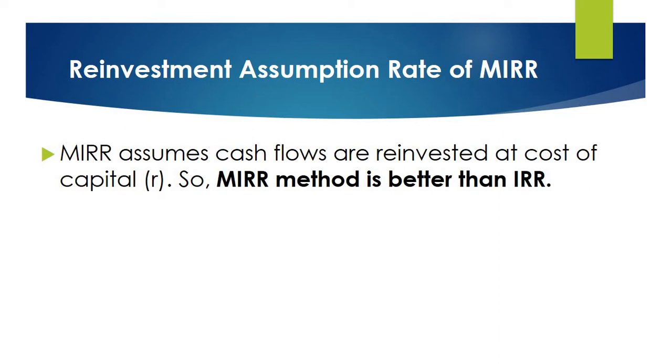MIRR assumes that the project's cash flows will be reinvested at the cost of capital, whereas IRR assumes that the project's cash flows will be reinvested at IRR, and for this reason the MIRR method is better than IRR.